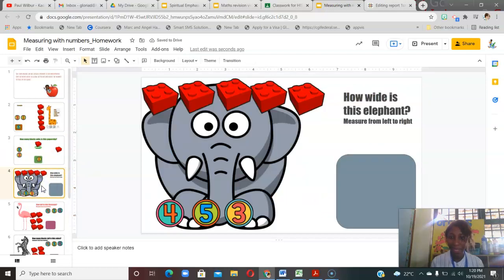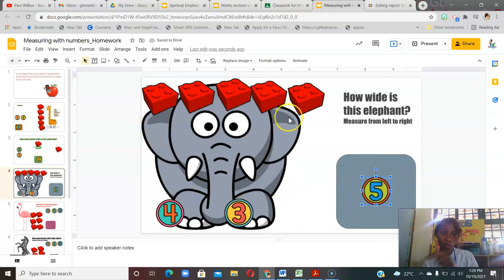Next is the elephant. We measure from left to right. So 1, 2, 3, 4, 5. And the elephant really is 5 blocks wide. So from left to right, when you're talking about width, how wide something is, you're measuring from left to right. And that was the purpose of the assignment, so that the children can compare width, how wide something is from left to right, and they can also compare height, how tall something is.